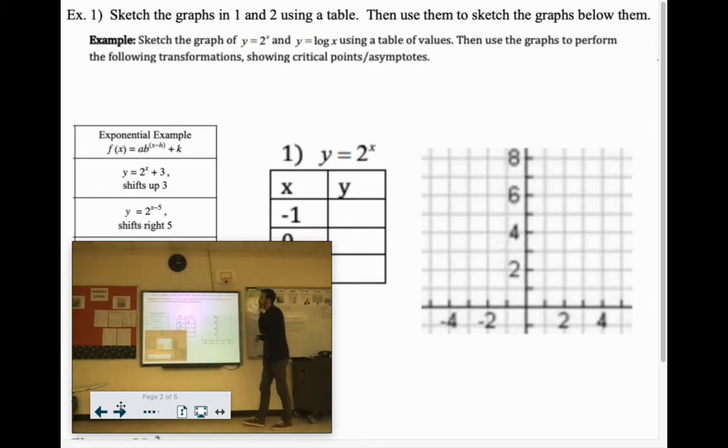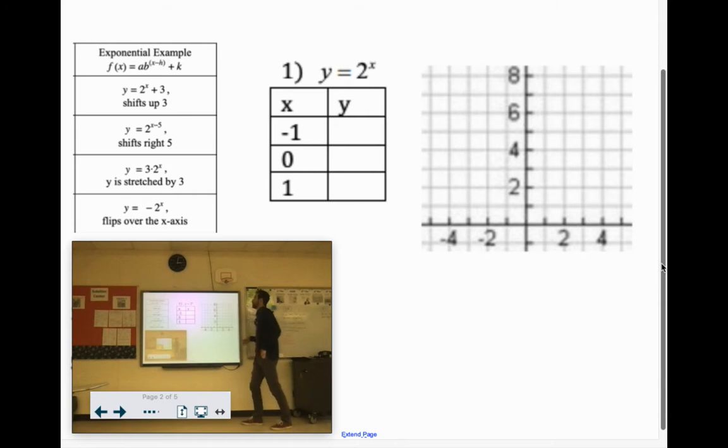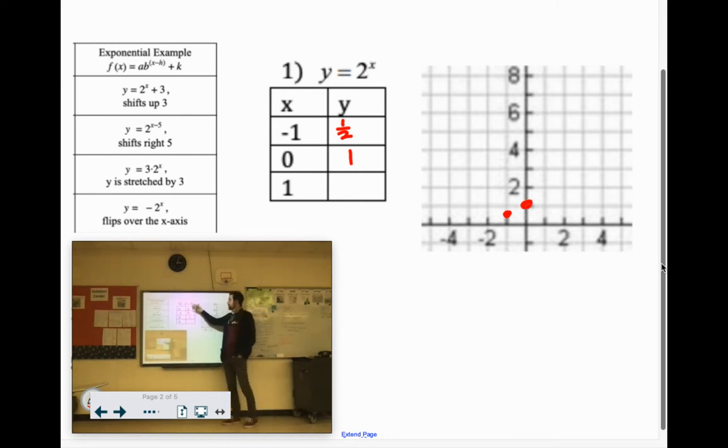So sketch the graphs in 1 and 2 using a table, and then use them to graph the ones below it with just those transformations. So if we're just doing y equals 2 to the x power, now if we were doing 2 to the negative first power, that would be 1 over 2, which is just 1/2. So our coordinate would be -1 and 0.5, or -1 and 1/2. If we put in 0 for the exponent, 2 to the 0 power is just 1. So we're at 0, 1. And then if we put in 1, 2 to the first power is just 2.